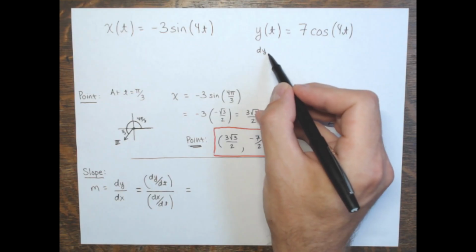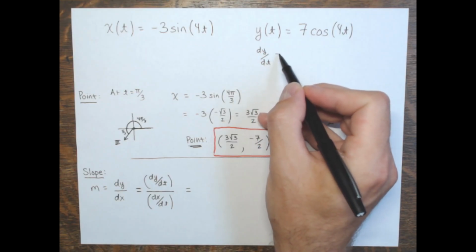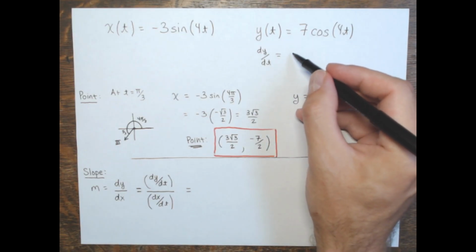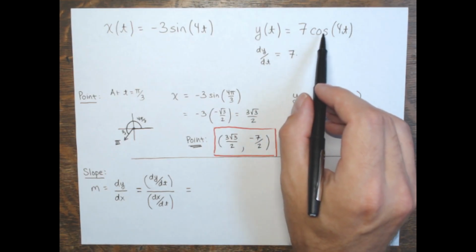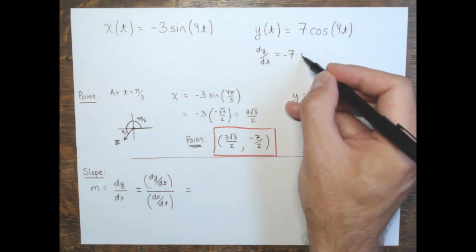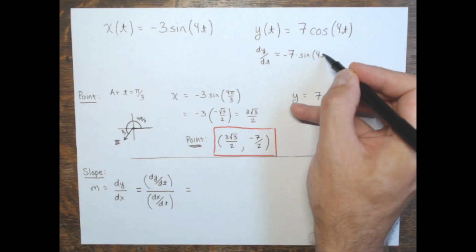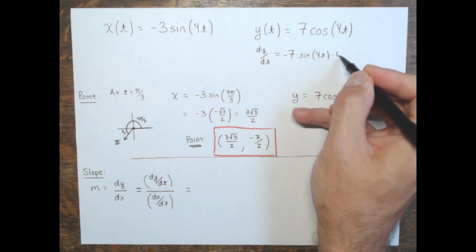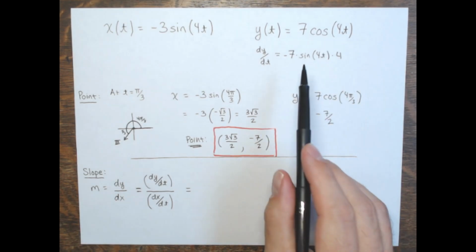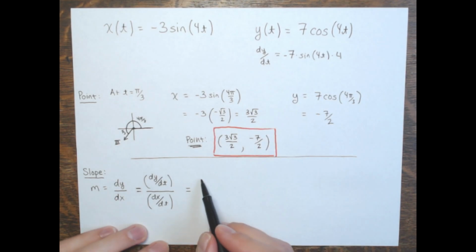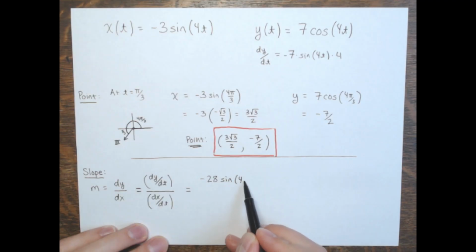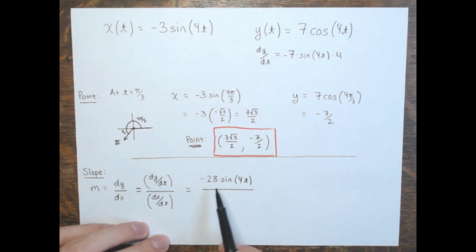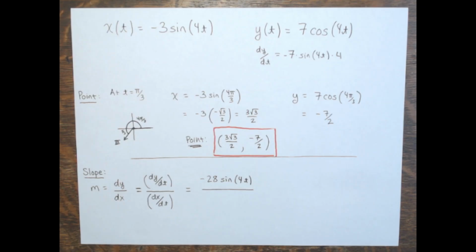I'll do dy over dt, y prime of t first. And this would be 7 times the derivative of the cosine of something, which is negative the sine of that thing, and then you have to do the chain rule as well, times the derivative of the expression inside, which is 4. And multiplying this out, this is negative 28 times the sine of 4t. All right, so that's in the numerator of the expression that will help me find the slope of the tangent line at our point.